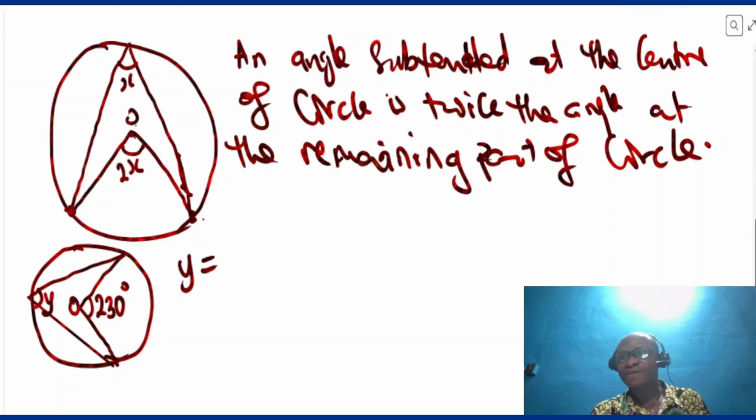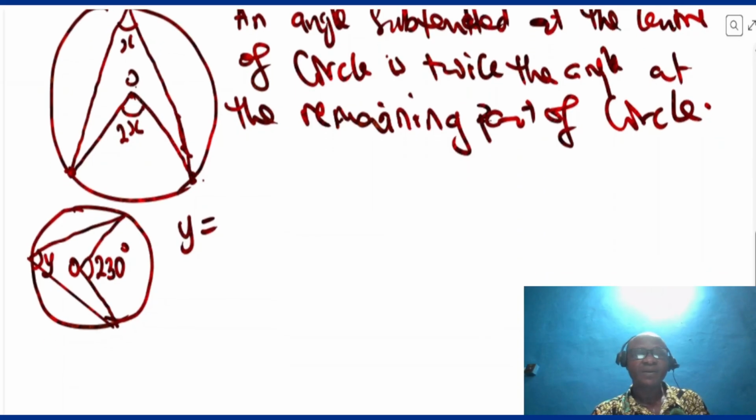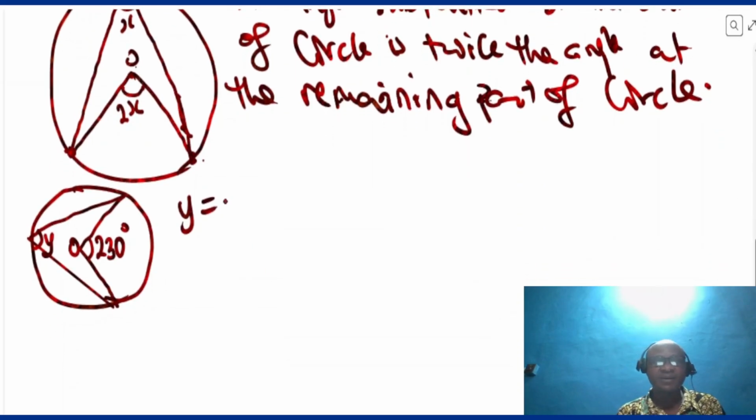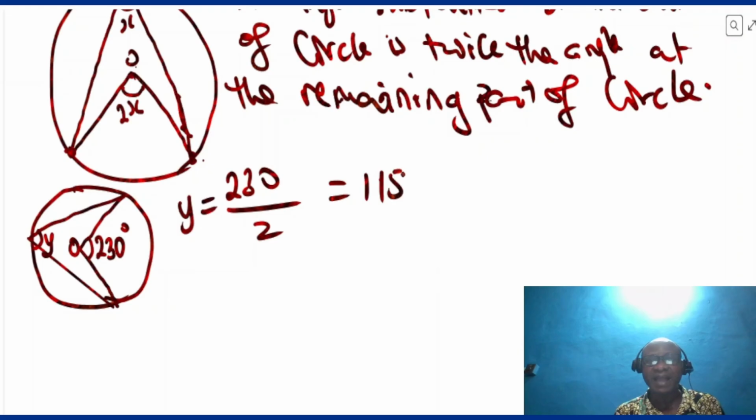You would do 230 divided by 2, which is equal to 115 degrees. So the angle at the circumference is 115 degrees. Why? Because the one on the circumference times 2 is equal to the one at the center.